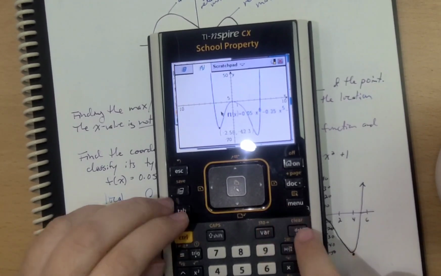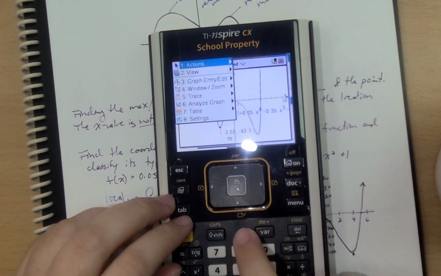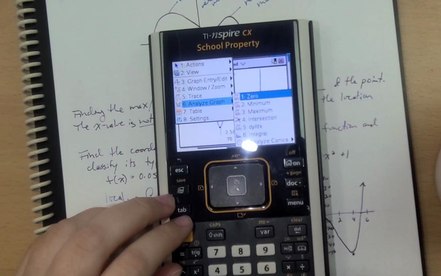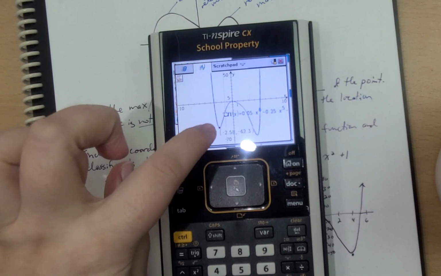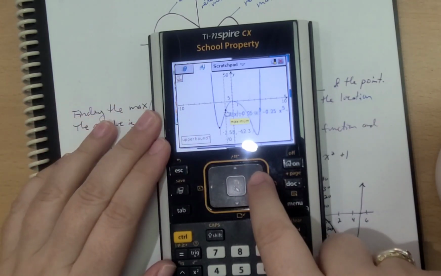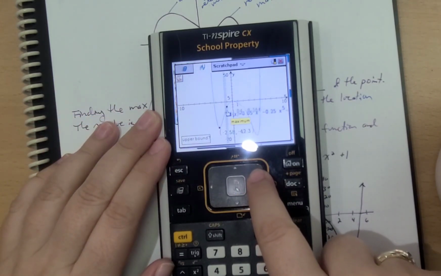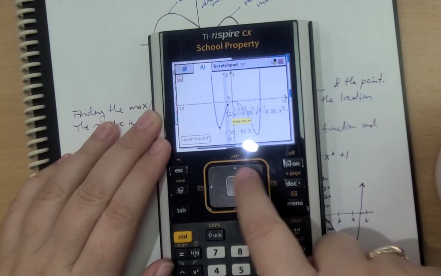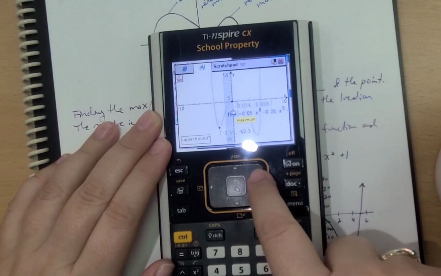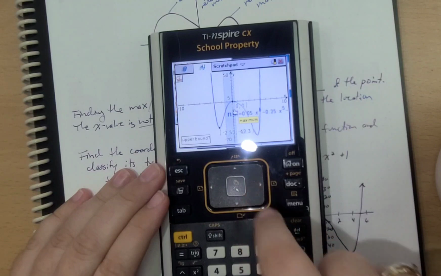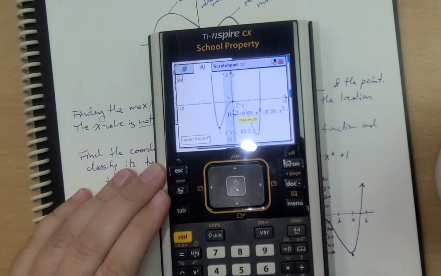And we can do that again. I'll do one more, even though it's not really interesting to watch me. Let's do our maximum. Again, we're going to have a lower bound, so I'm going to go to the left there. Then we're going to have an upper bound. And hit enter.